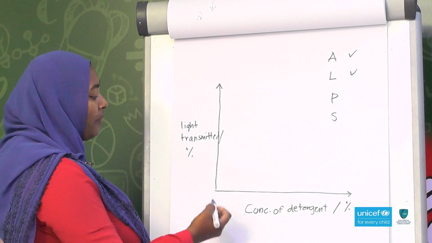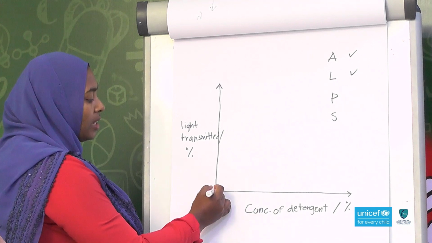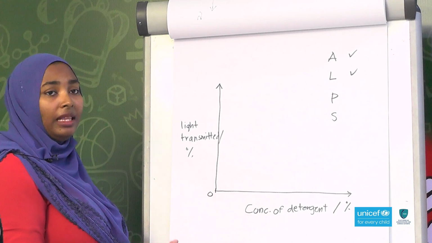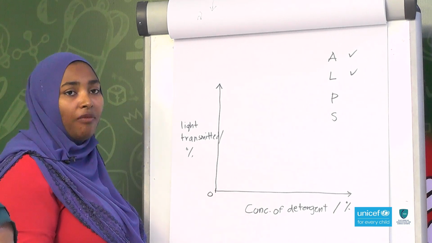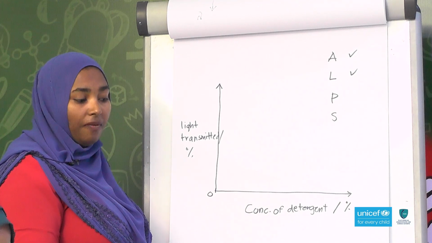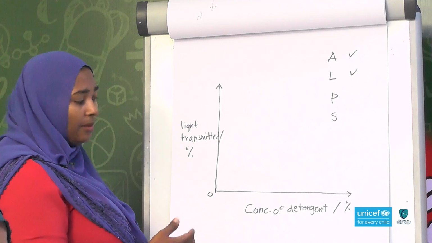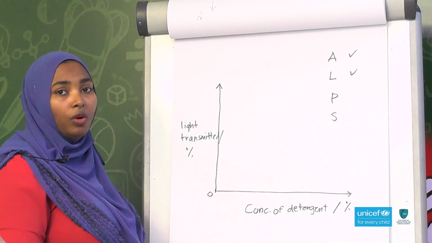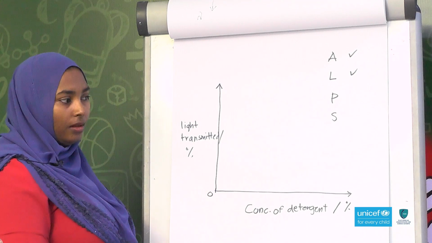When you are drawing the scale, you can start with a 0. It doesn't necessarily mean that with every scale you have to start with a 0. It depends on the values that are given in the table. So choose an appropriate scale depending upon the values that are given.